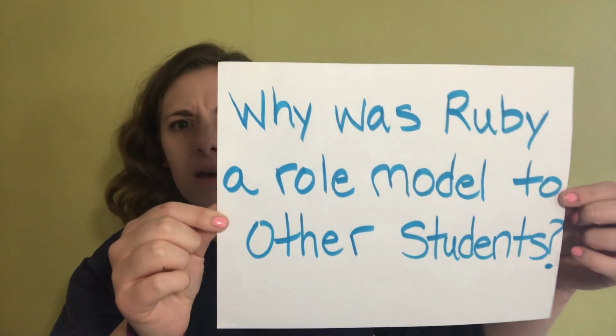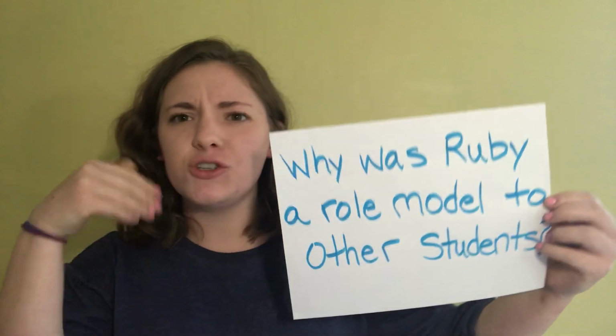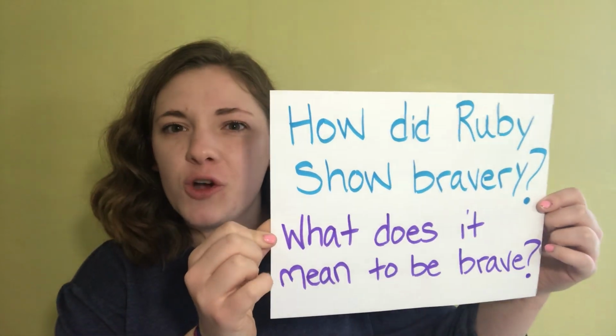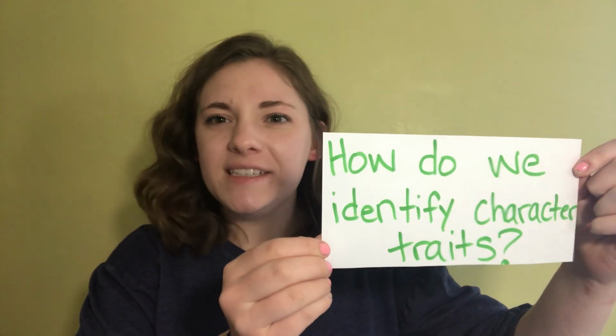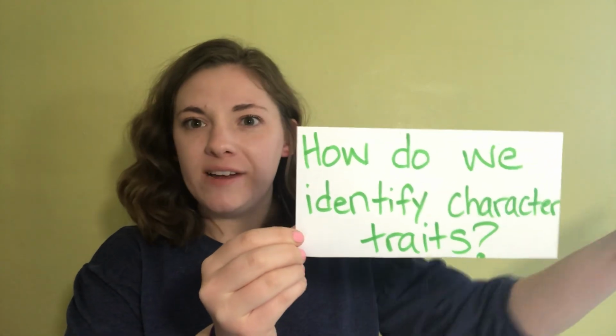Okay. Why was Ruby a role model to other students? What character traits showed us that she was a role model to other students and people today even? And how did Ruby show bravery? What does it mean to be brave? So, what I want to work on is, how do we identify character traits? How do we know that one character is brave? How do we know that Ruby Bridges was brave?